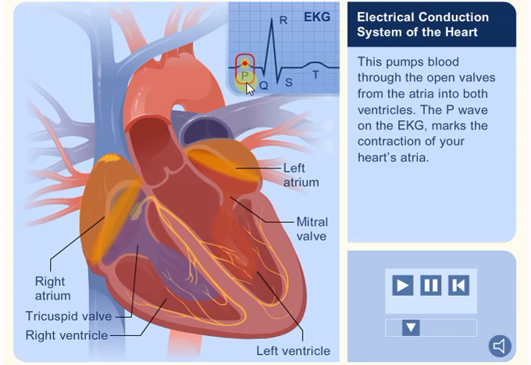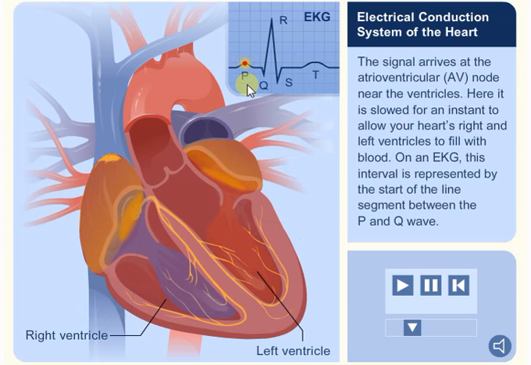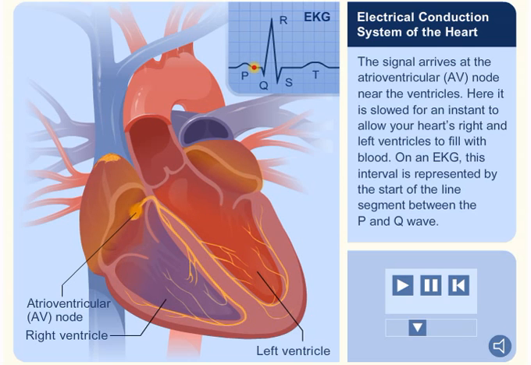The P wave on the EKG marks the contraction of your heart's atria. The signal arrives at the atrioventricular or AV node near the ventricles. Here it is slowed for an instant to allow your heart's right and left ventricles to fill with blood. On an EKG, this interval is represented by the start of the line segment between the P and Q wave.